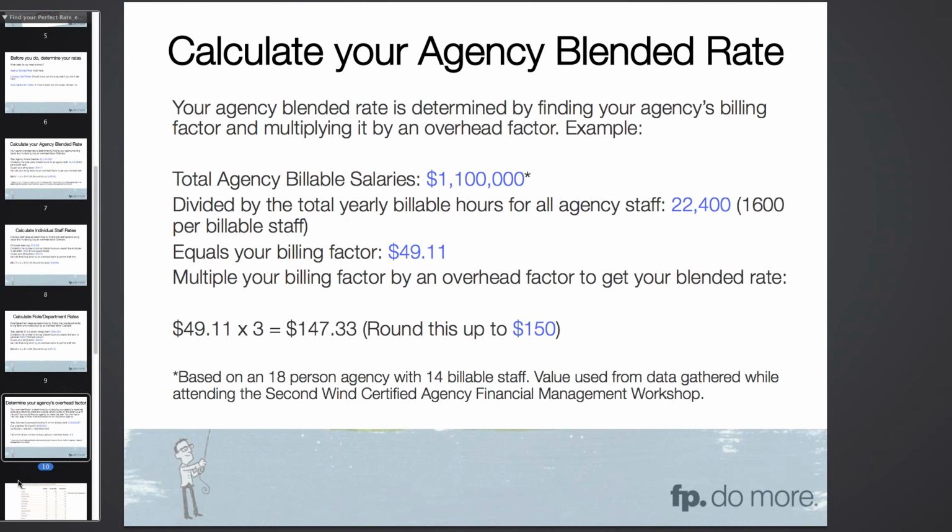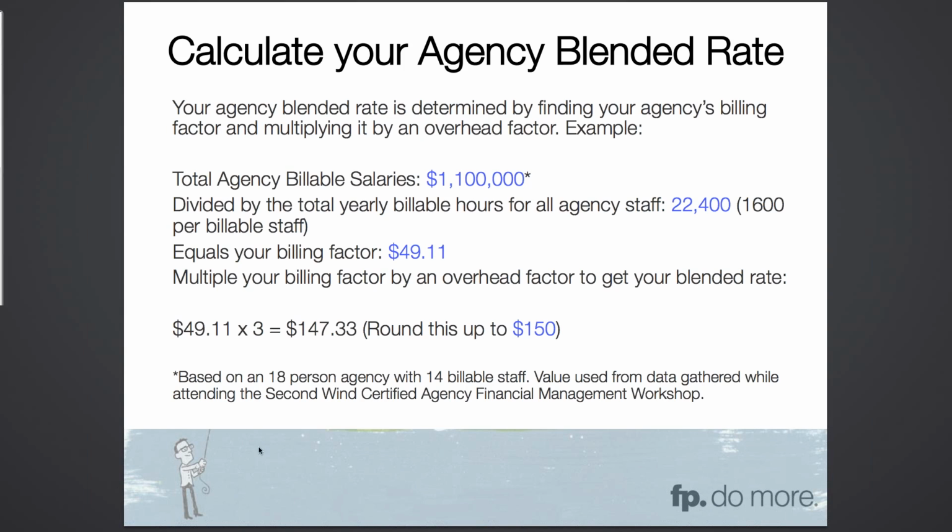There we go. So calculate your agency blended rate. So total agency billable salaries. I mentioned earlier, we have a traffic manager and they're 30% billable, 70% non-billable. So 30% of their salary is going to be included in the total agency billable salaries. 70% of their salary is going to be included in the overhead cost.